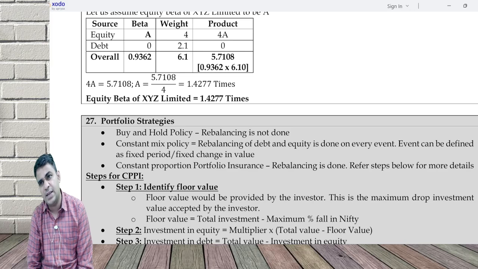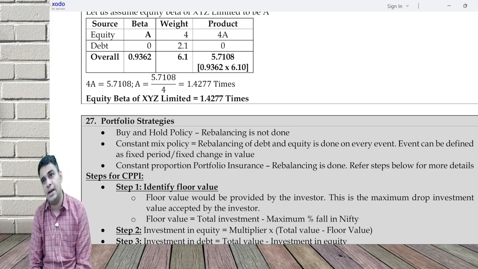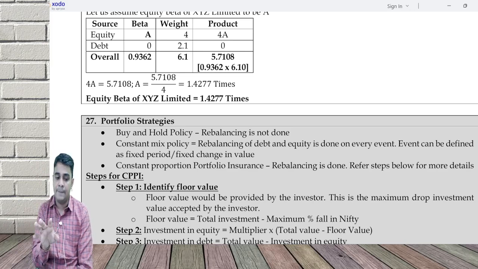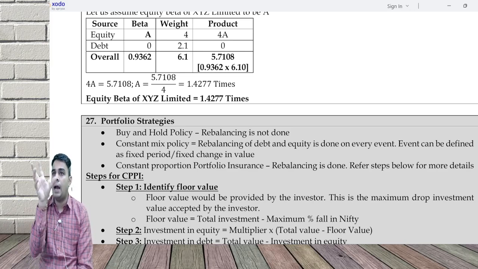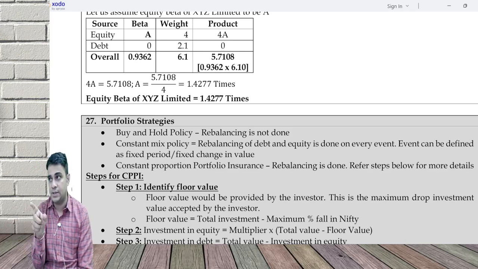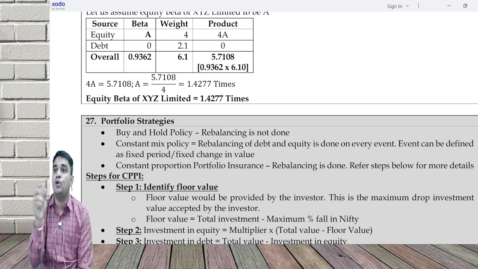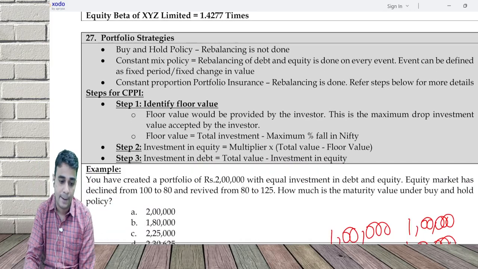Constant mix, they'll give the mix. We'll have to check whether a rebalancing is needed or not. So I think you do rebalancing for both CPPI as well as this. Whenever a rebalancing is needed, add the value. After adding the value, split in that ratio. This is for constant mix. CPPI has a formula. Investment in equity is equal to portfolio value minus your floor value into 2, 3, 4, 5, whatever is the multiplier.